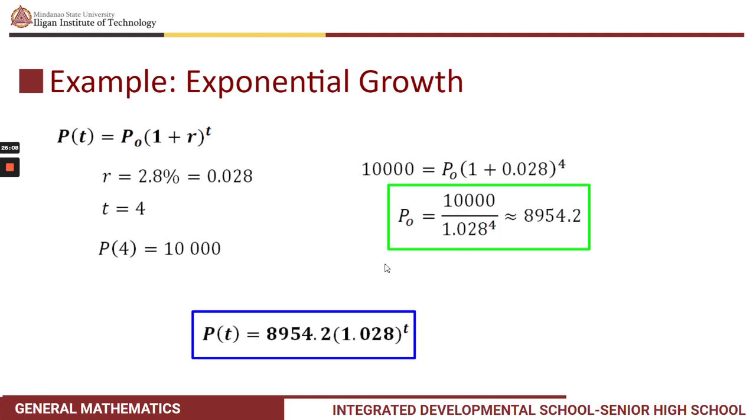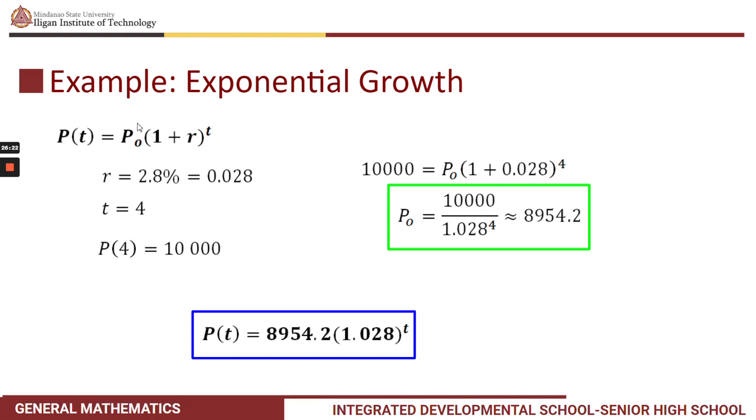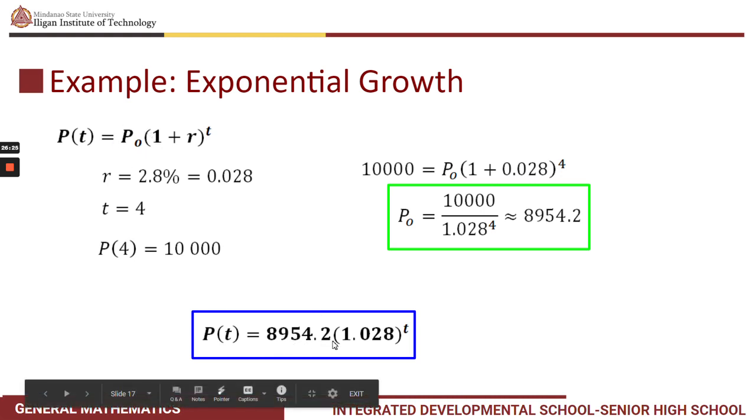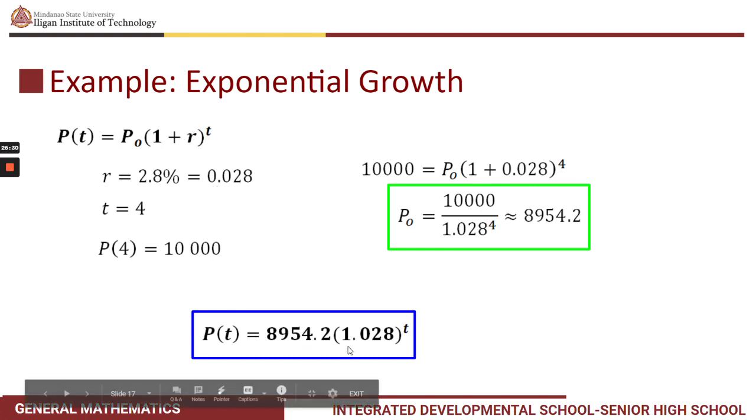And now for the second question, the model. So we need to substitute the values that are already constant in our model. So we have P of t equal to, the initial is constant, which is 8954.2, and the rate is also constant, which is 0.028. So put that there. So there, we have made a function of the number of infected people as a function of time t, where t is the number of months. So that's how it is solved.